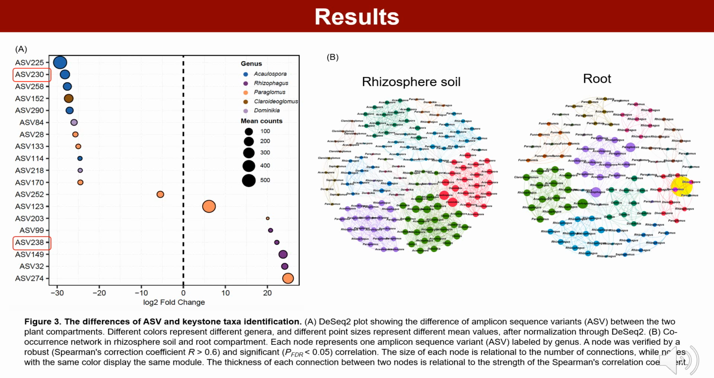Finally, we also did the co-occurrence network to identify keystone species in both compartments. Then we found that ASV 230, which belongs to Acaulospora, is a keystone species in the rhizosphere soil compartment, and ASV 238 is a keystone species which belongs to the Rhizophagus in the root compartment.